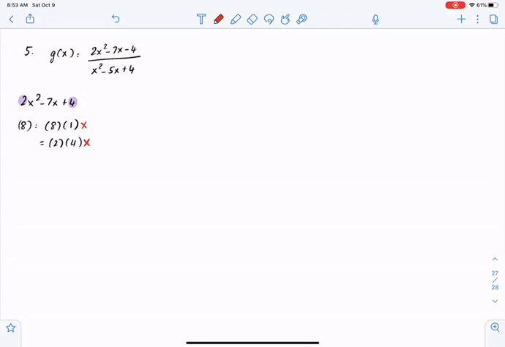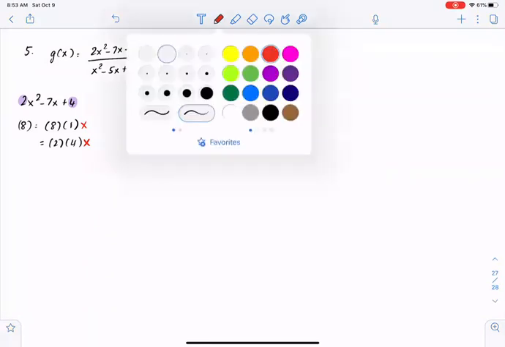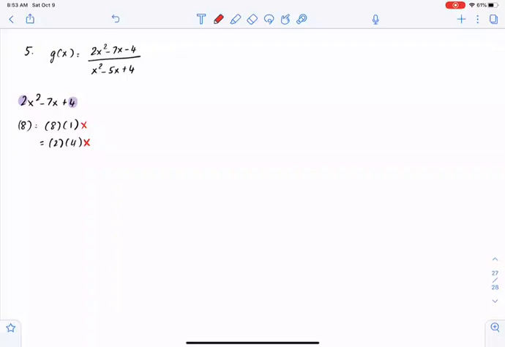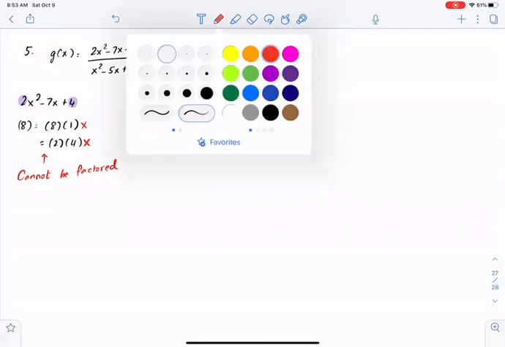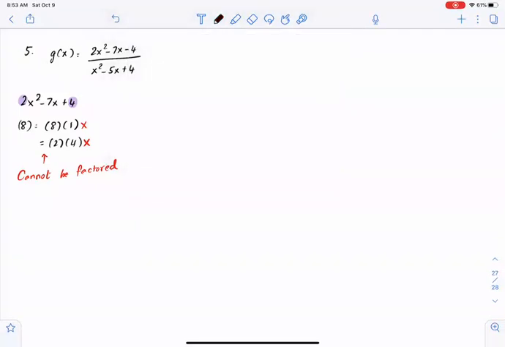But if I change that to x squared, oh, it looks like the original problem had a minus. So yeah, this particular one cannot be factored. That's exactly where I was going to conclude that it cannot be factored. The original problem actually has 2x squared minus 7x minus 4. So my troubles are over.